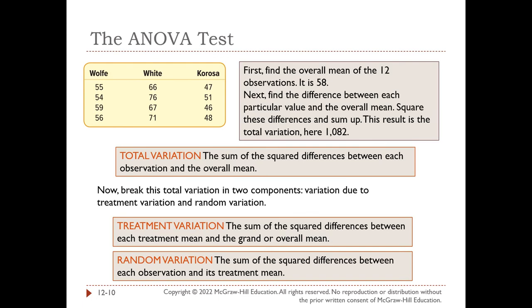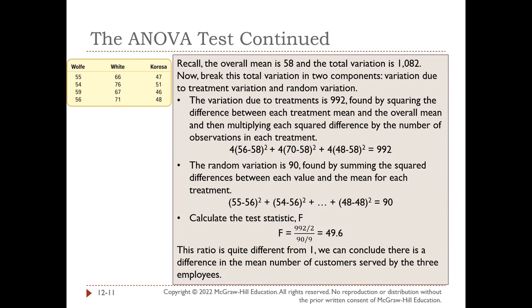Now, we're going to break this total variation into 2 components: variation due to treatment and random variation. Treatment variation is the sum of the squared differences between each treatment mean and the grand or overall mean. Random variation is the sum of the squared differences between each observation and its treatment mean. So again, we have to know some stuff before we get to the other. But it'll be fine. We're going to go through it.